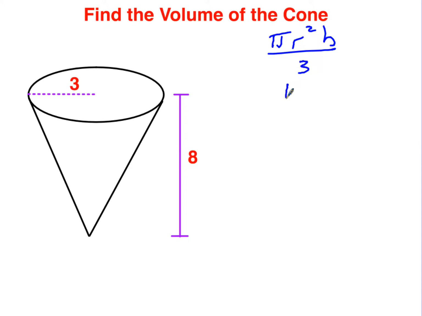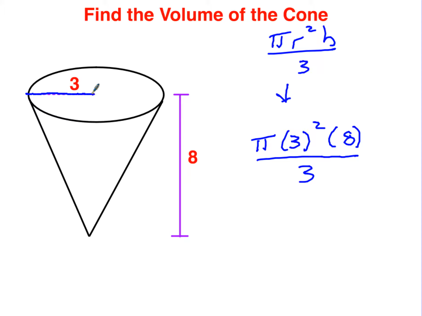So I'm going to plug all of this into my formula. I'm going to plug in my values that I know into this formula. So I've got pi times my radius squared times h, and I had to divide all of that by 3. Well, my radius is 3, my height is 8. And again, let's be careful about radius. This is not the diameter. This is my radius because it stops halfway.